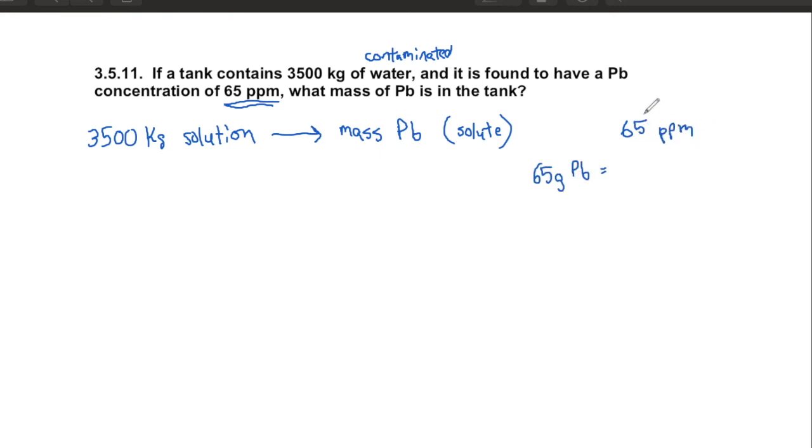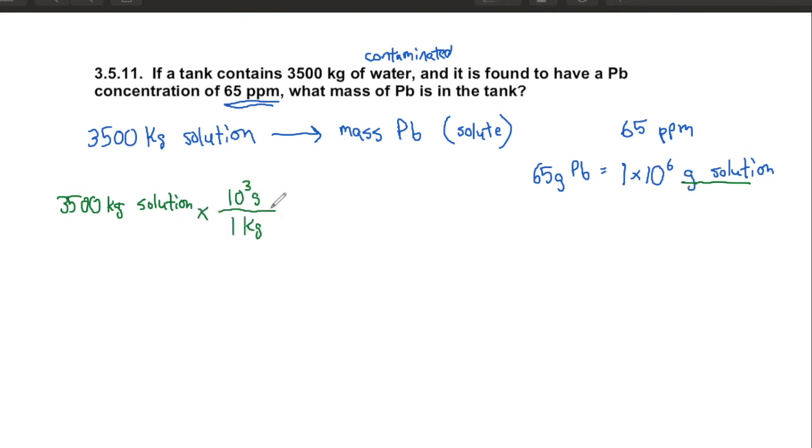The 65 ppm means 65 parts per million. That's 65 grams of solute, lead, in every million grams of solution. So you can use the number 1 million if you want to. I just use scientific notation because it's easier for me. So starting with kilograms of solution, we can't use this conversion factor directly because it's a conversion factor that uses grams of solution. So we can convert this to grams, and we will have grams of solution at this point. Now we can use our concentration as a conversion factor, 65 grams of lead in every million grams of solution.